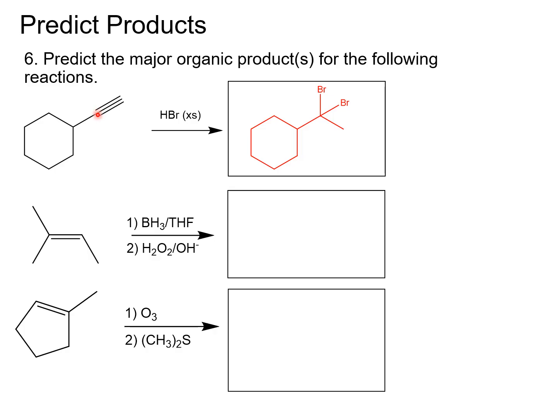So this carbon here has a triple bond and no H's. It's now going to have two bromines. This carbon has one H, it's going to end up picking the two H's from the two HBr molecules.